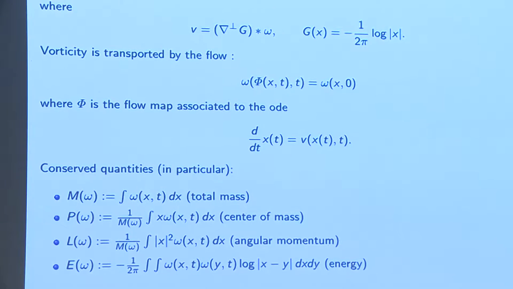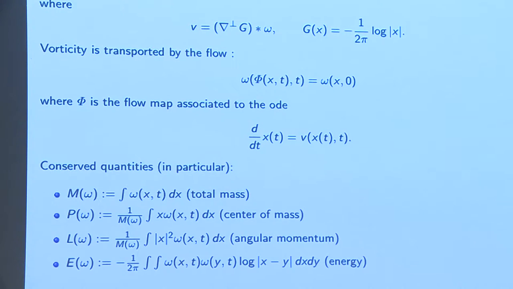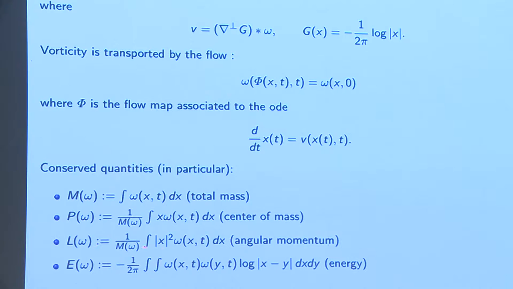This is going to have some infinite number of conserved quantities. First, because it is a transport equation, all functions of the vorticity are conserved, in particular the total mass. But there are other interesting conserved quantities, in particular the center of mass, which I have rescaled here, the angular momentum, which is sometimes written in terms of the center of mass, centered at the center of mass already, and the energy. There are many more conserved quantities.